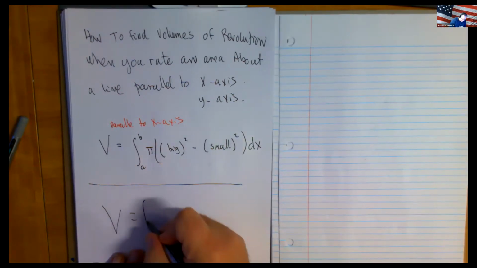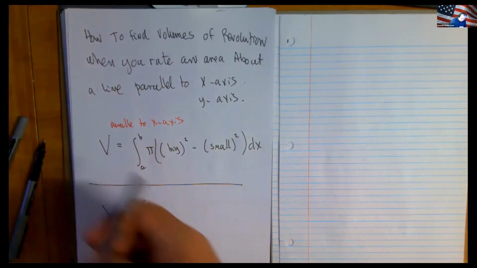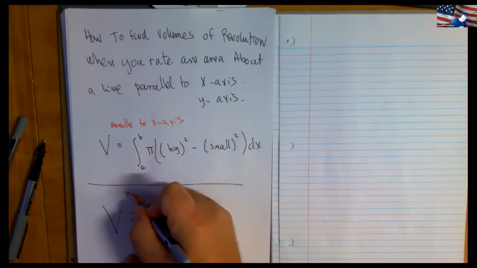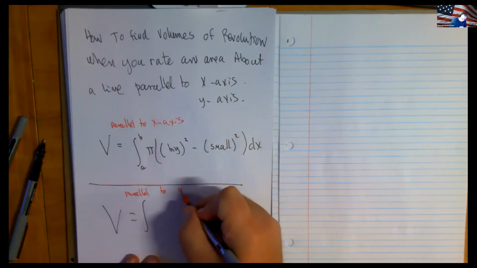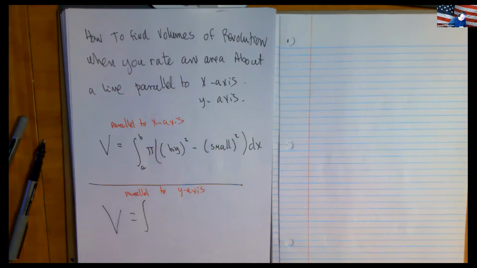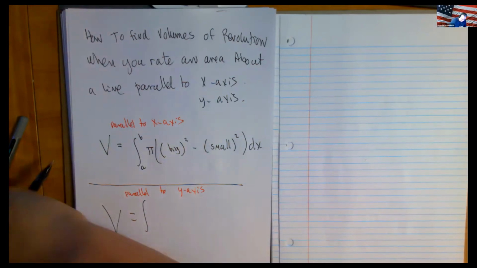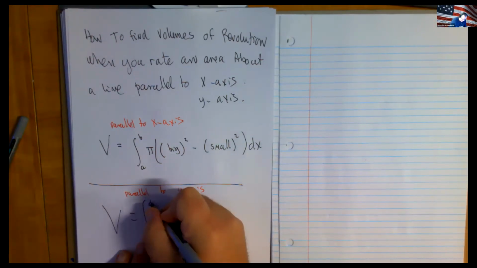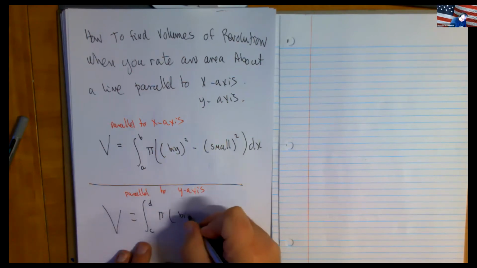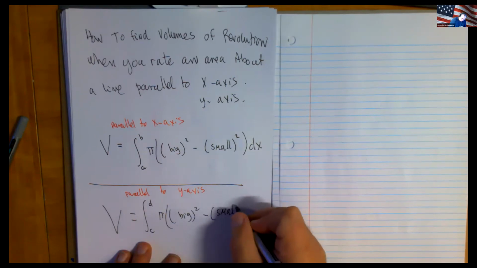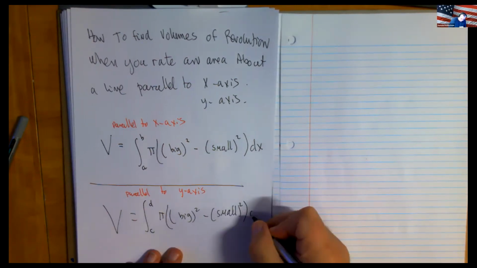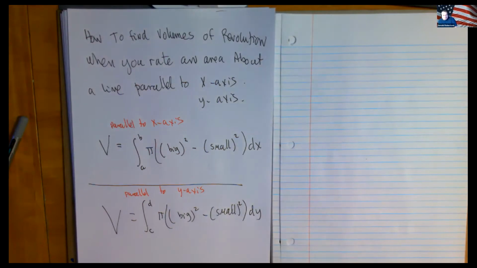And if it's parallel to the y-axis, it's going to be the integral from c to d of pi, big radius squared, take away small radius squared, dy. So basically it's the same formula, isn't it? So if you remember that one, I'm sure you can figure this one out.